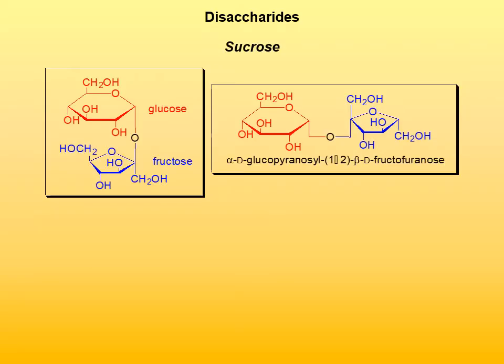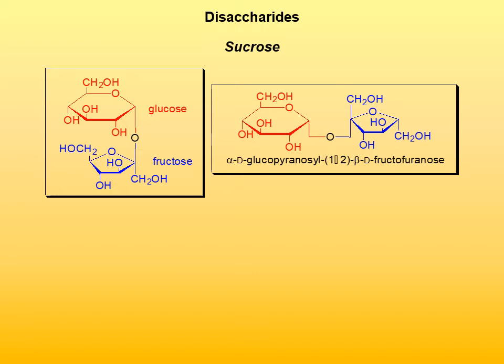Some of the common disaccharides are sucrose, lactose, maltose, and cellulose. We will examine these four, and then we'll move on to oligosaccharides. A disaccharide can be a homodisaccharide, which means it's composed of two identical monosaccharide units, or a heterodisaccharide, which is composed of two different monosaccharide units. An acetal bond that joins two monosaccharides in a disaccharide is called an O-glycosidic bond or oxygen glycosidic bond.